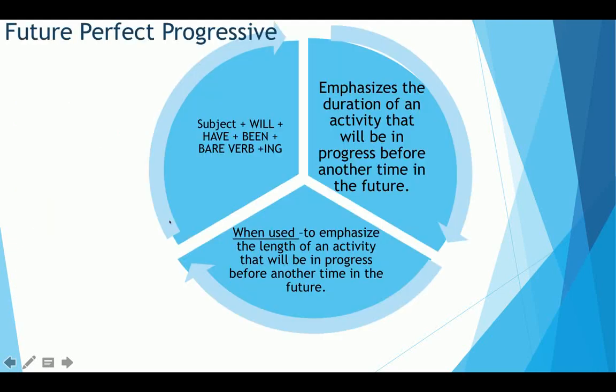Future perfect progressive form. A subject, will, have, been, bare verb with ing attached to it. When do you use it? To emphasize the length of an activity that will be in progress before another time in the future. It emphasizes the duration of an activity that will be in progress before another time in the future.